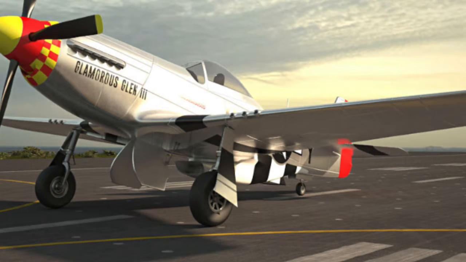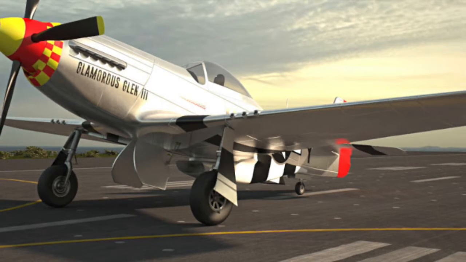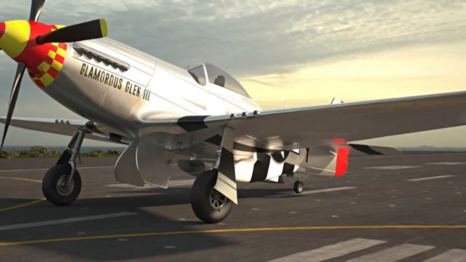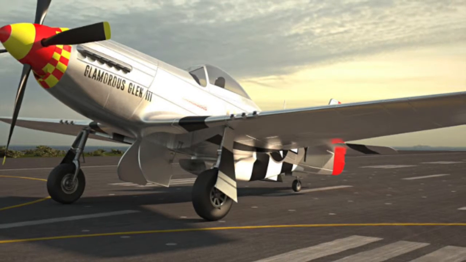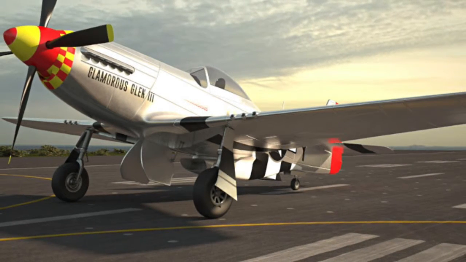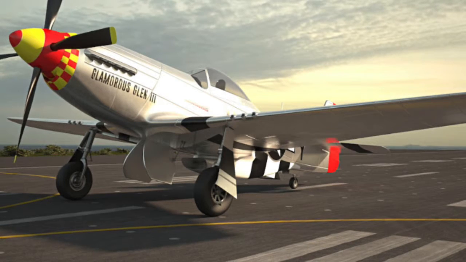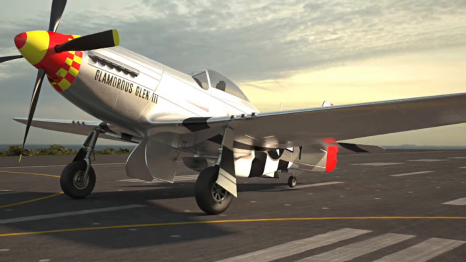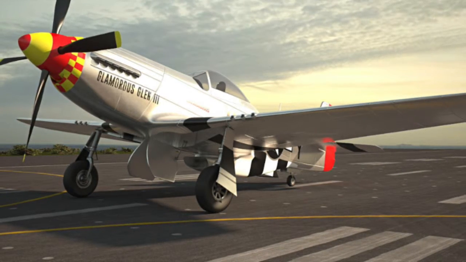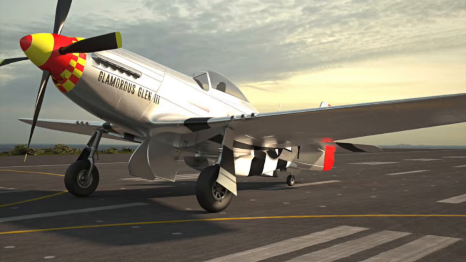The North American P-51 Mustang was the first aircraft that was designed to use laminar flow airfoils. However, a lot of research showed that the aircraft was not capable enough of maintaining a lot of laminar flow on the wing, so there had to be a much better solution.